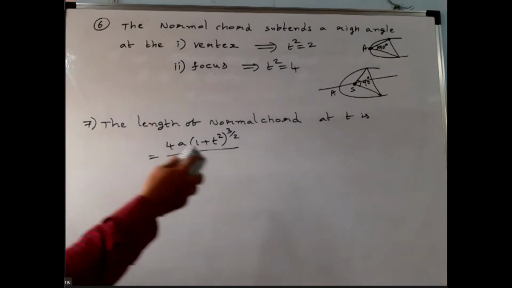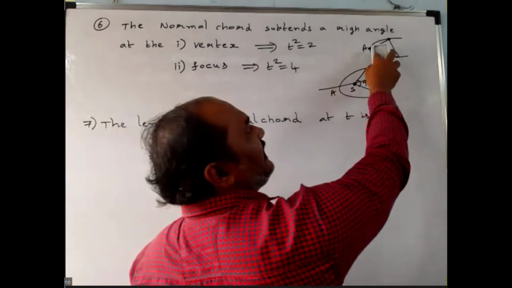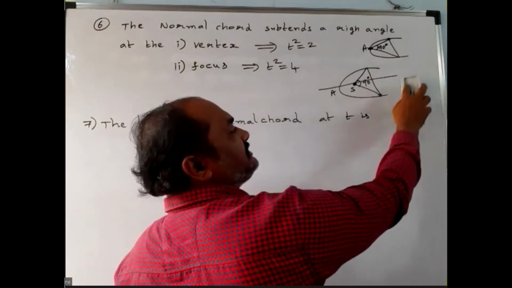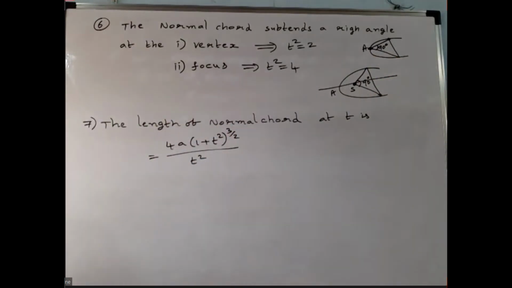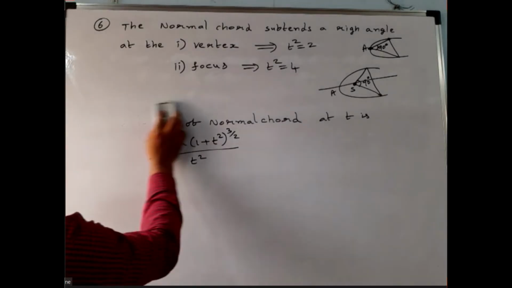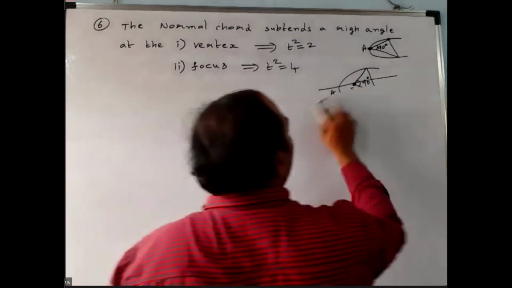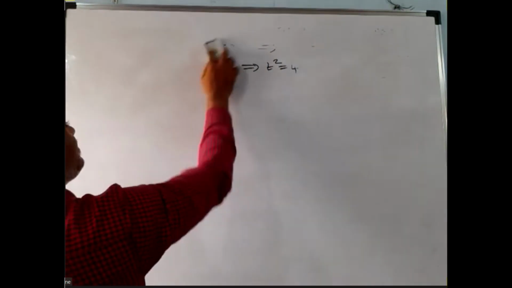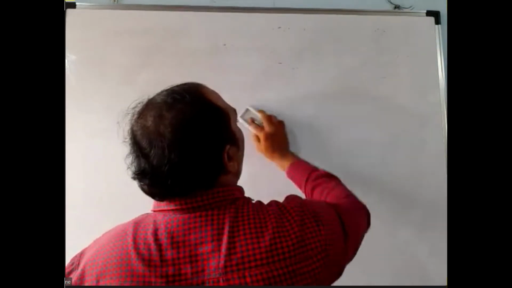Everything I explained is given in the diagram. Right angle at vertex, right angle at focus: t square is equal to 2, t square is equal to 4. 4a into (1 plus t square) power 3 by 2, by t square, this is the length of the normal chord. So everything I explained. Students, are you ready to do the problems?